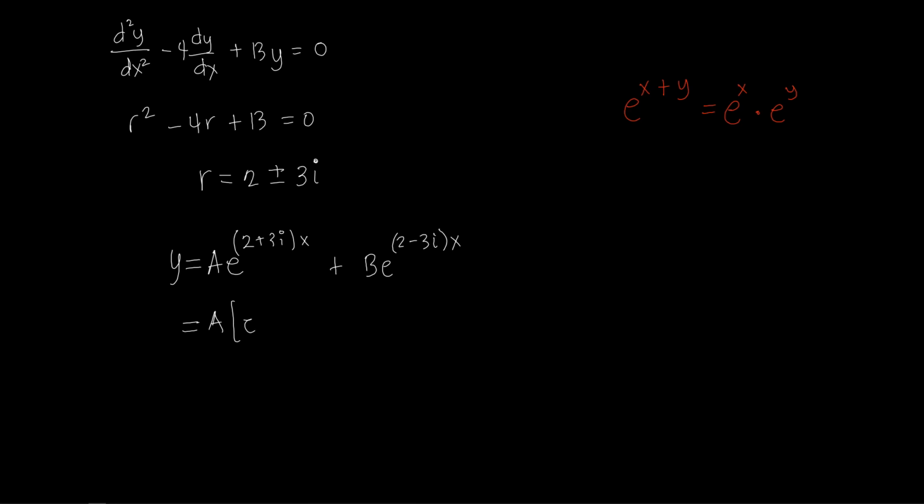So A times e raised to the power of 2x, I will just distribute, times e raised to the power of 3ix, or 3ix so that it is imaginary. Plus B, which we can break down into e raised to the power of 2x, e raised to the power of negative 3ix.